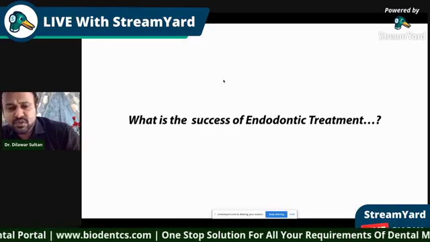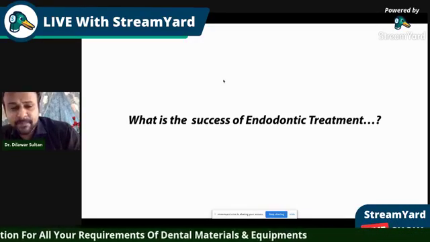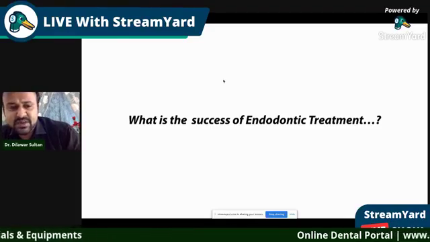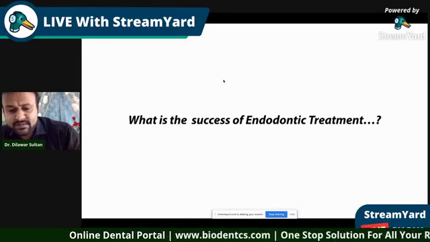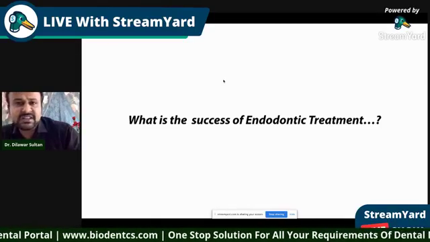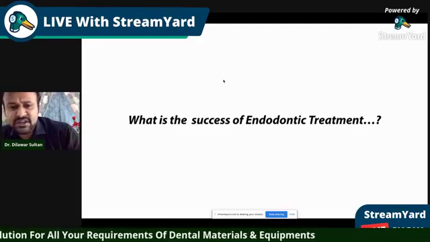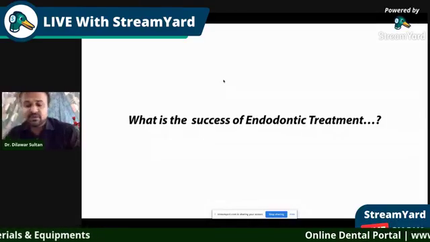Clinically, if there is no pain, if there is no sinus tract, and the patient is functioning well, that is the clinical success. Radiographically, when the lamina dura is intact, the PDL is in good form, and there is no lesion, or if there was a lesion that starts regressing, it also counts as success. Histologically, you have to extract the tooth before deciding whether it is a failure or a success.